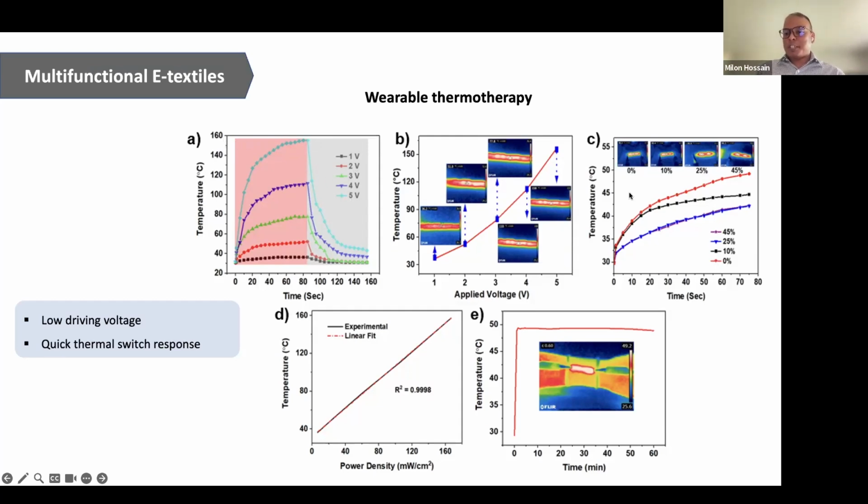And the stability is pretty good. If we strain it at different percentages from 0 to 45 percent, then the thermal stability is nice, without any significant drop. And this 45% strain mostly covers the body movement of different parts, so it could be used seamlessly with different body parts.